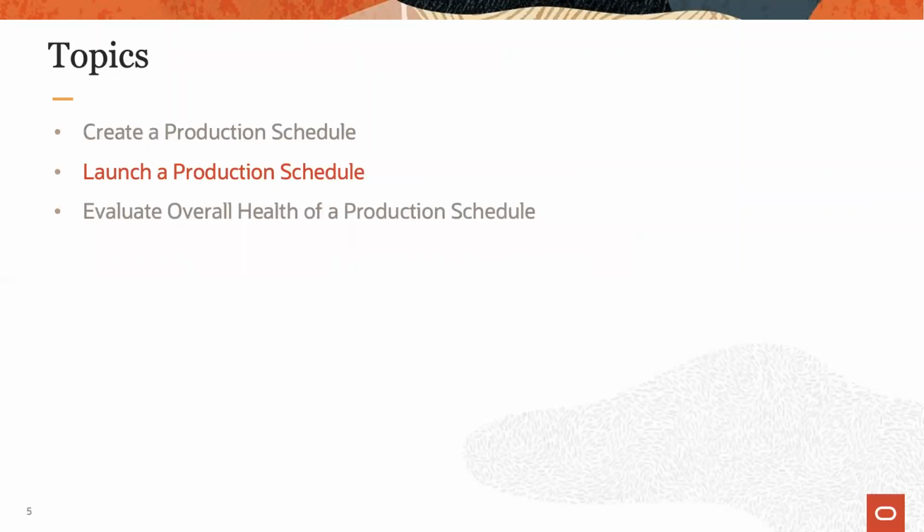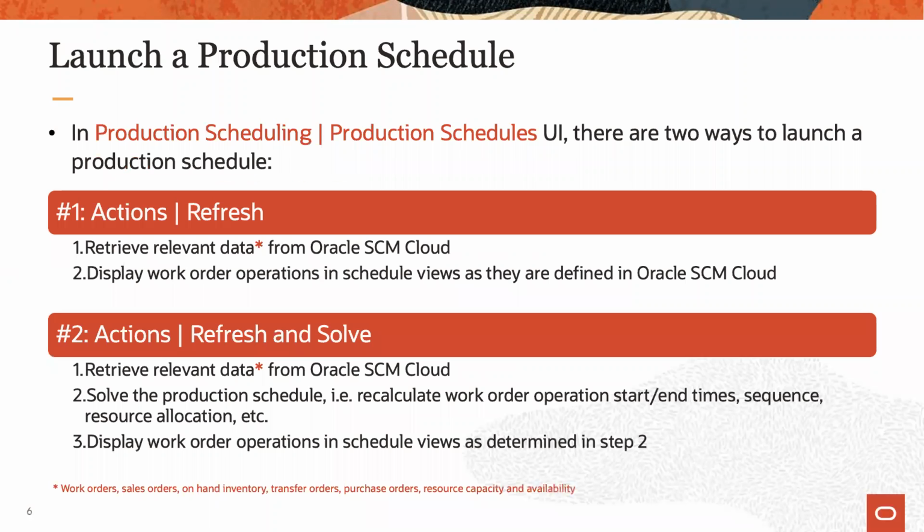In the next topic, we look at different ways to launch a production schedule. There are two ways to launch a schedule. Method number 1 is refresh, which retrieves data from the execution system and presents the schedule then as per the current data on these retrieved work orders. Method number 2 is refresh and solve, which retrieves the current data and then also recalculates the solution and then presents the newly calculated schedule in the schedule views.